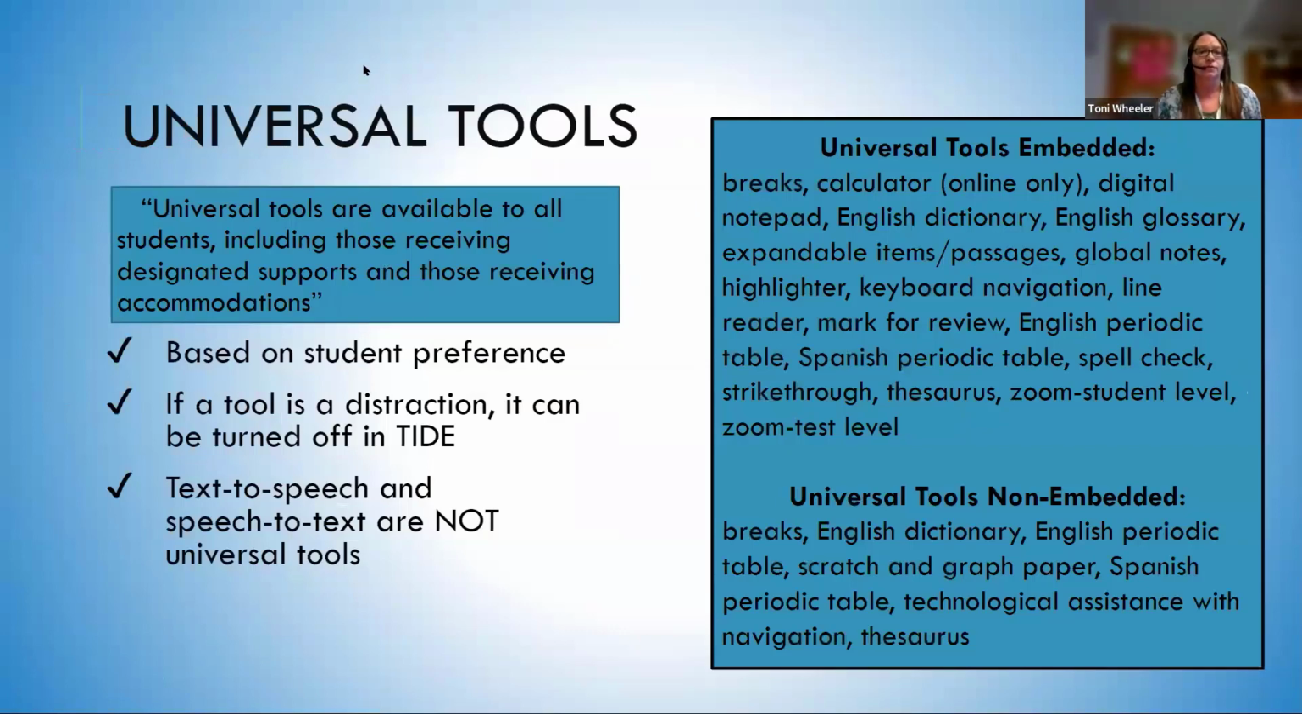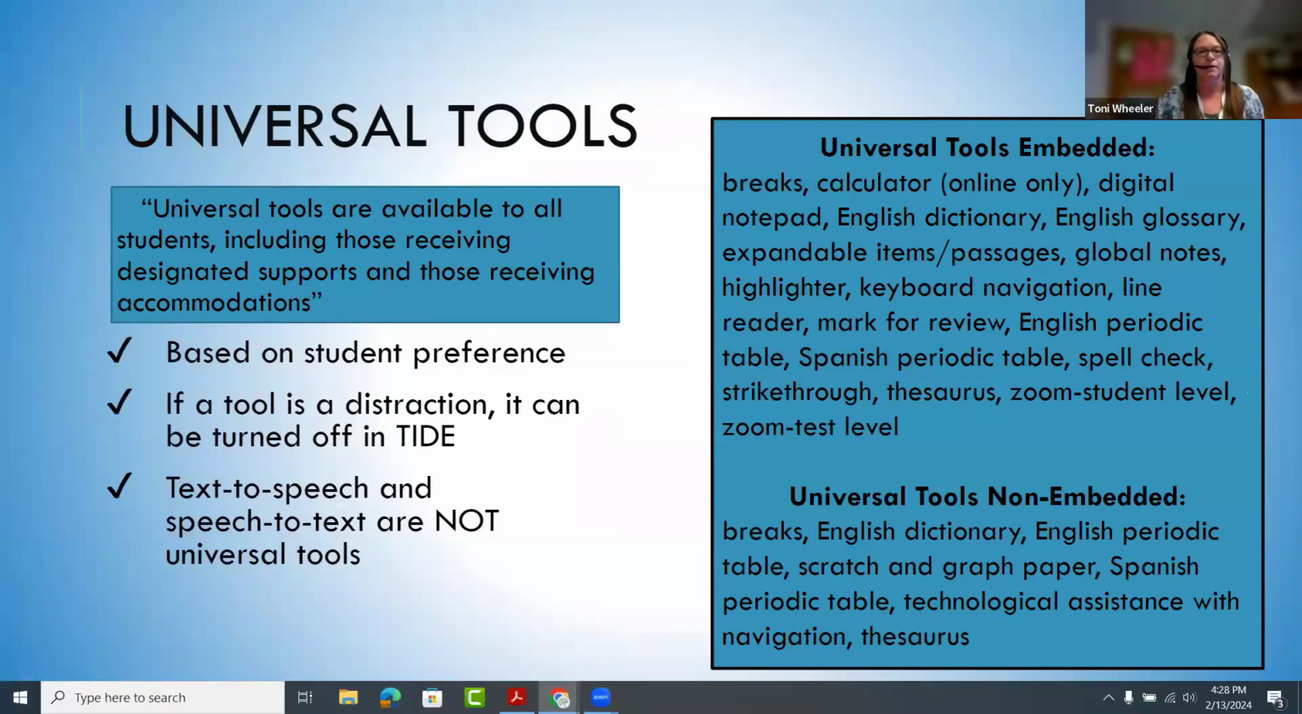So again, universal tools are available to all students, including those receiving designated supports and those receiving accommodations. It really is student preference. They choose, just like on a Word document, you choose if you want to use the heading structure, you choose when or if you want to bold, you choose when or if you want to zoom in or not. But what's important to note is if you have students where the highlighter might be a distraction, you can also go in and turn it off. So universal tools are always going to be turned on, but somebody can make the decision to turn that off for a student.